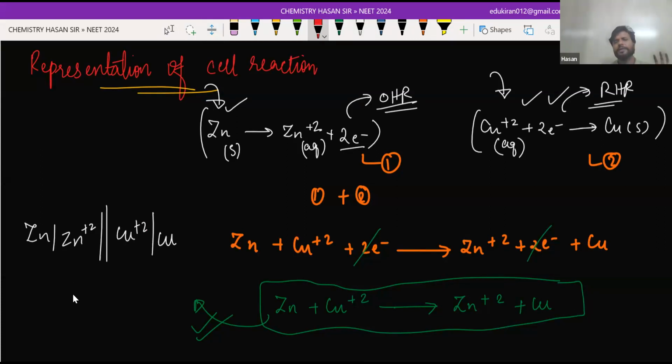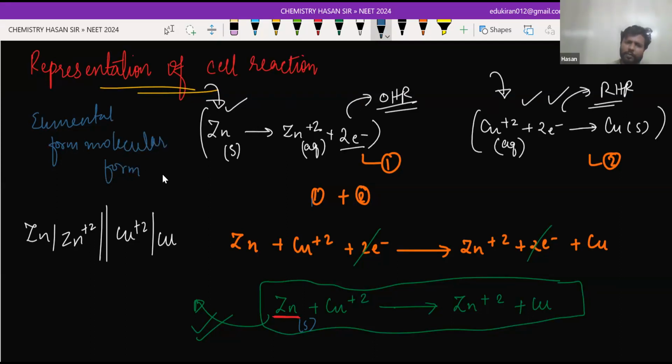As I told you, the convention is that on the left hand side, oxidation should be there. So which one is going to oxidize? Can anyone tell me what the oxidation state of zinc is here? Sir, it's in solid state. Yes, solid state, so what will be the oxidation state? Whenever you have an element, it is zero. In elemental or molecular form, not compound, the oxidation state will be 0.